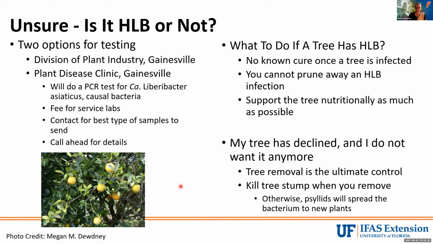And the other thing is, if your tree has declined like the ones in my neighborhood, and you don't want to see it anymore because it bothers you, tree removal is really the ultimate control for HLB, but that's really at your discretion. But if you are going to do that procedure, then we ask you to please kill the tree stump when you remove the tree, because otherwise the stump will sprout. Those sprouts will be highly infective. And the psyllids will be attracted to that nice new flush, and then they will be spreading that to any new trees that you choose to put in, and then that'll be really difficult for those new trees because they'll be starting off in a bad place.